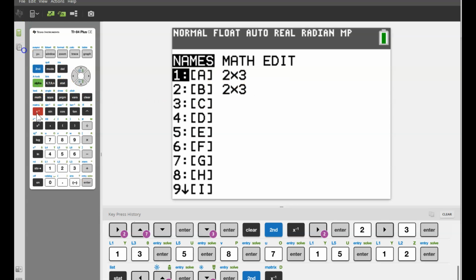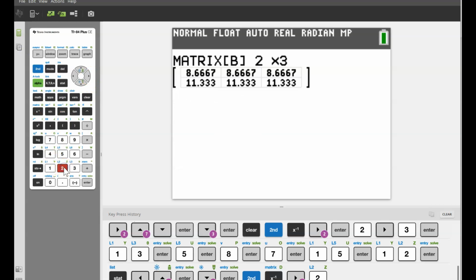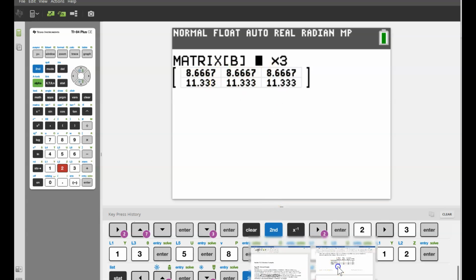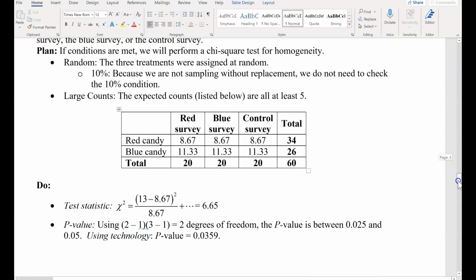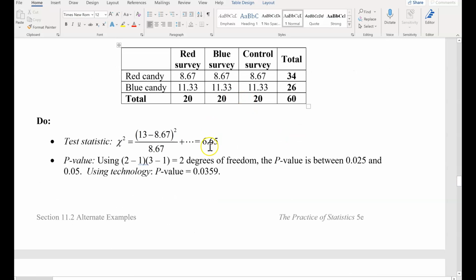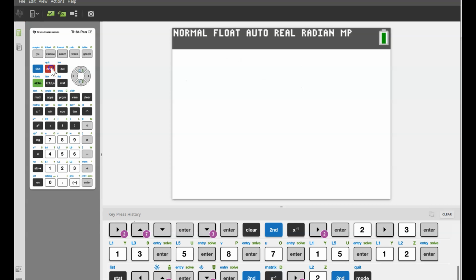And now, more importantly, I'll be able to go to my matrix, go to edit, and select number 2, and I have all my expected counts. Because part of my condition for inference here is to say the expected counts are all greater than 5, and I want to list them in order to be able to say that. So you can see they're all right there, just like they are here on my solution page. Okay, so our chi-squared statistic is 6.65. We have 2 degrees of freedom, and we get our p-value of 0.0359. Everything that we have right on our home screen here.